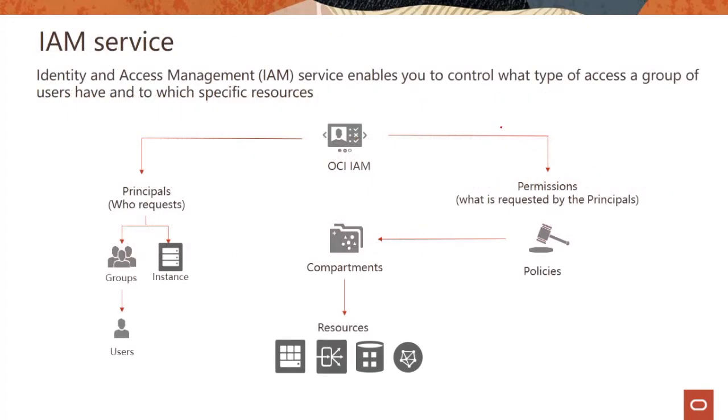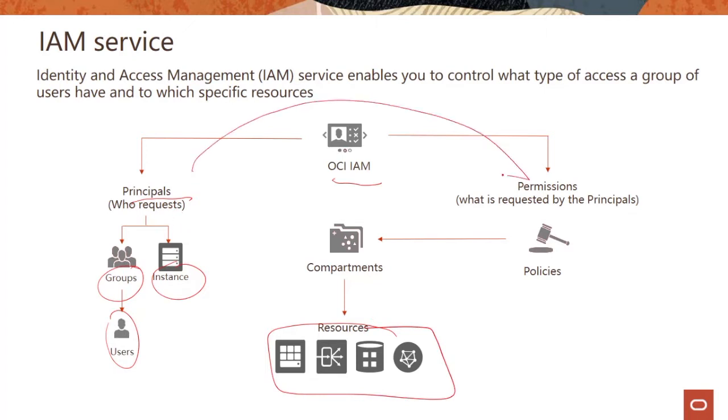So this graphic, this visual, tries to show the main components of the service. As we talked about with the Identity and Access Management Service, the main things to keep in mind are principals. Basically, you can think about principals as groups of users or instances. We'll talk about why instances are here, which access a set of resources. And for these principals, they need a specific kind of permissions. Basically, you can think about what permissions are requested by principals.